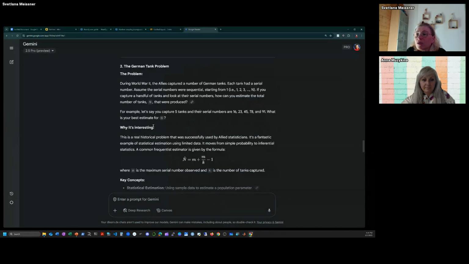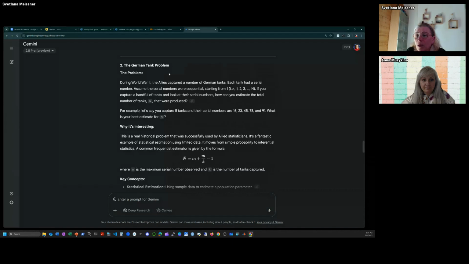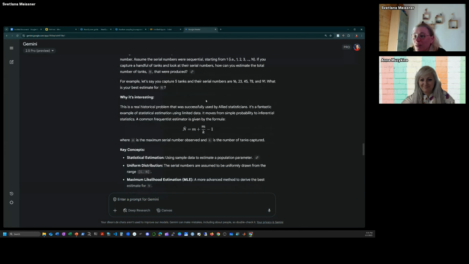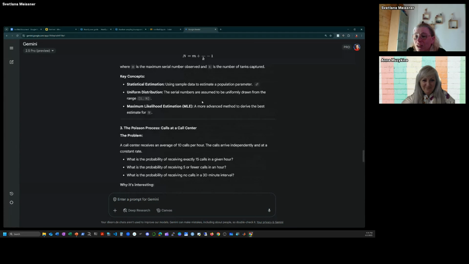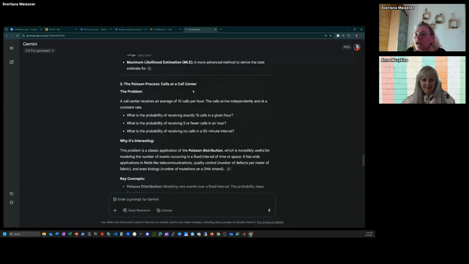Here, the German tank problem, also a problem from World War II, where the Allies captured a number of German tanks. Okay, I'll skip this military problem at the moment. It's just interesting that Gemini suggests this.